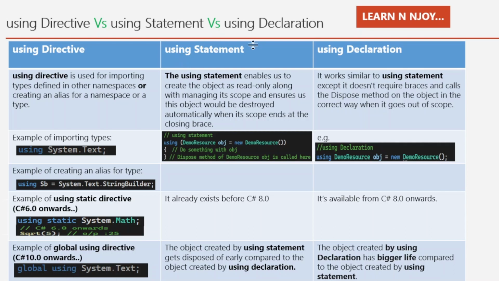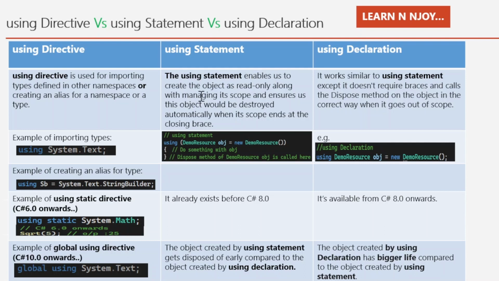And if you see the using statement, what does the using statement do? The using statement enables us to create the object as read-only along with managing its scope, and ensures this object will be destroyed automatically when its scope ends at the closing brace. See the examples over here. First we need to write using, and then parentheses. In parentheses we need to create an object, and this object will be the read-only one. That is the first part of this using statement.